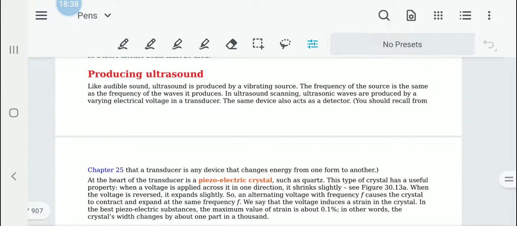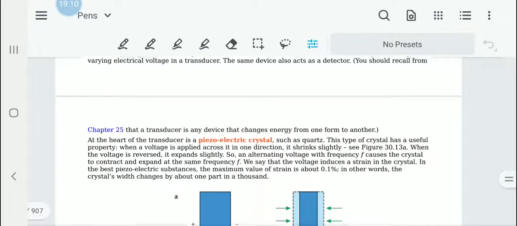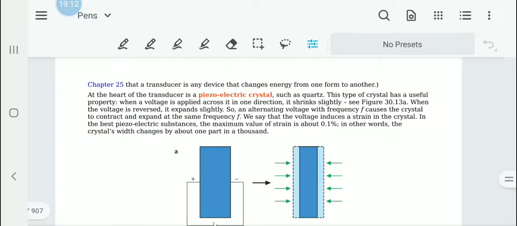Ultrasound pulses are created using a transducer, which itself works as the detector. A piezoelectric crystal such as quartz is used to generate the pulse.